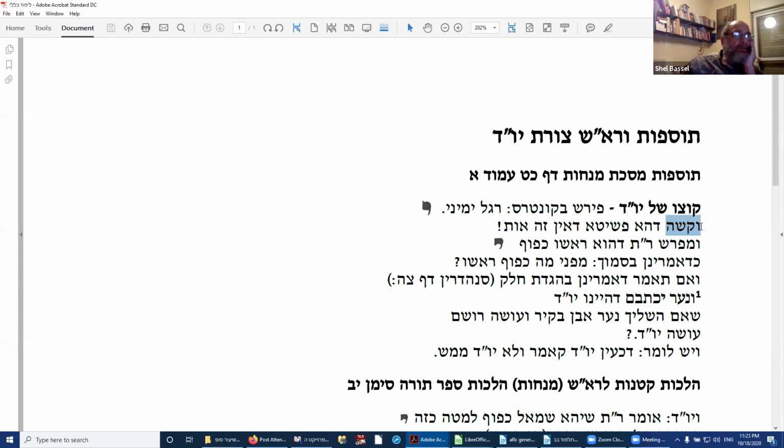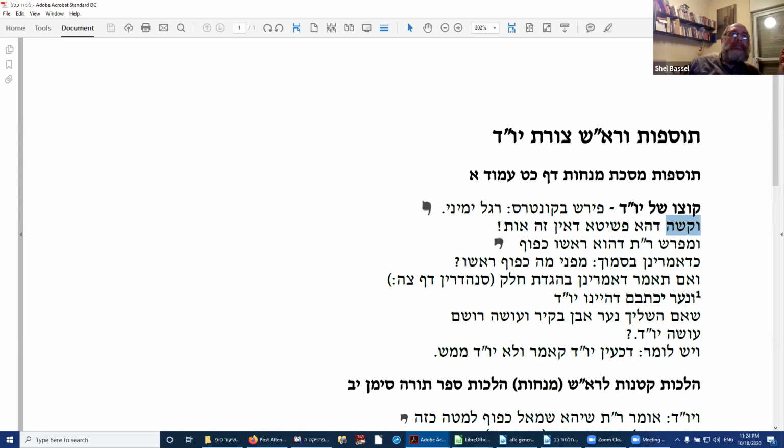So Tosafot asks on Rashi, Kasha daha pshita dein za'ot. In other words, that's so pashut that the Gemara would not have even entertained that. It's so obvious that without the regel yamini, that's not a letter, that the Gemara would never have even entertained that as a possibility of what the Mishnah meant when it said Ktav Echad Ma'akvan.